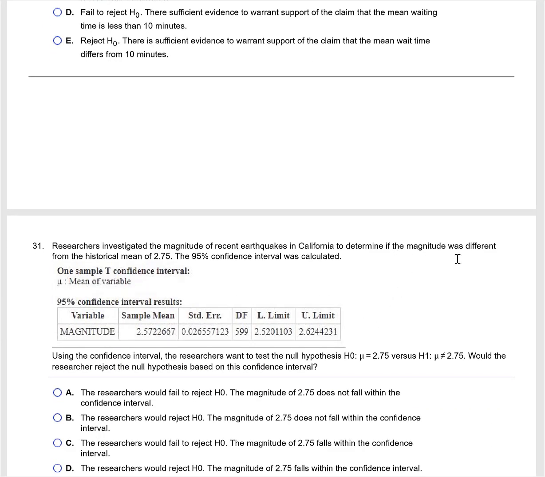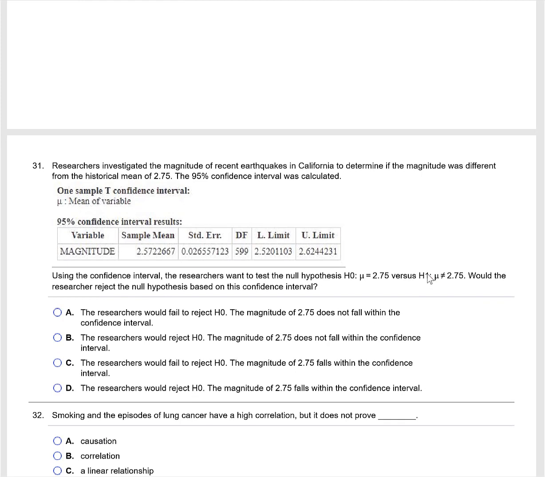Researchers investigated the magnitude of recent earthquakes in California to determine if the magnitude was different from the historical mean of 2.75. And here's the 95% confidence interval shown right here. Using the confidence interval, they want to test the null hypothesis that mu is equal to 2.75 versus not equal to. Would they be able to reject the null based on this confidence interval? So when we look at the confidence interval, it goes from 2.52 up to 2.62. 2.75 is not in there. So that would allow us to reject the null hypothesis, since that magnitude of 2.75 does not fall within that interval.